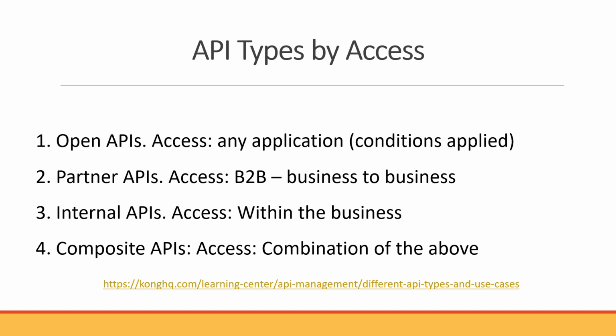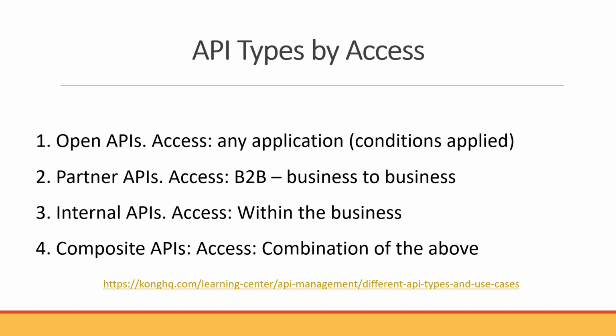Internal APIs are used internally within the business. For example, a big company has an API sitting on their server, and multiple applications of the same business are accessing that API to exchange data between them. And composite APIs are a combination of all the above.